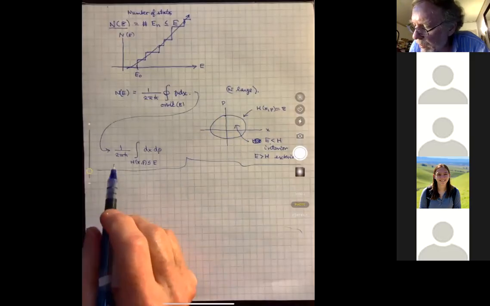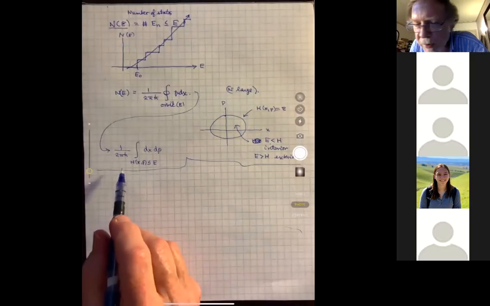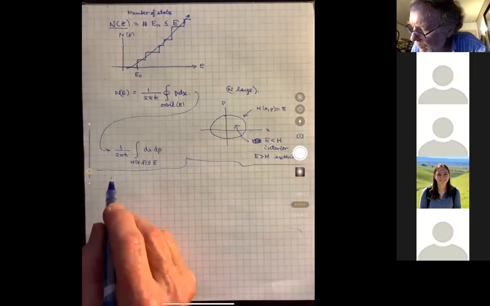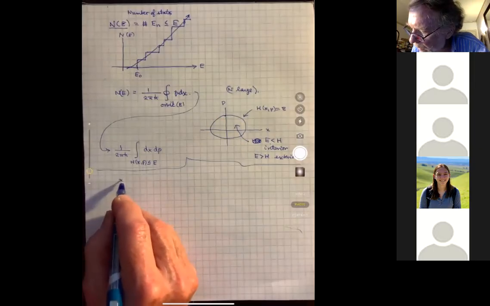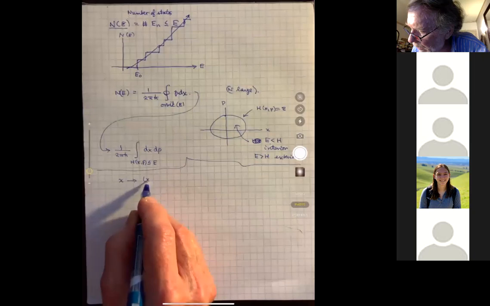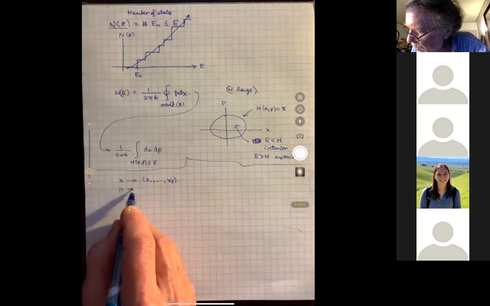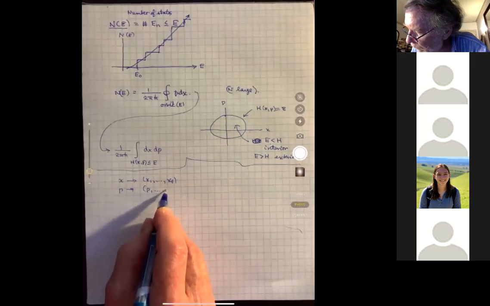Actually, what's even more interesting about this is that this formula generalizes in the obvious way to multidimensional problems. In multidimensional problems, let's do this. Let's take our variable x and replace it by x1 out to x sub f. And the momentum p we'll do the same thing, p1 out to p sub f.